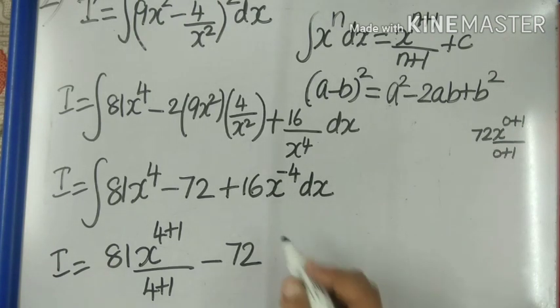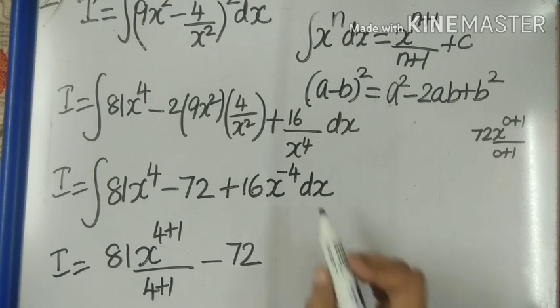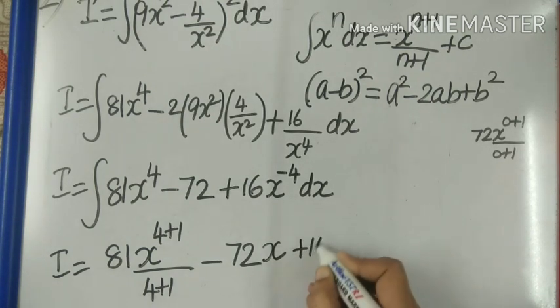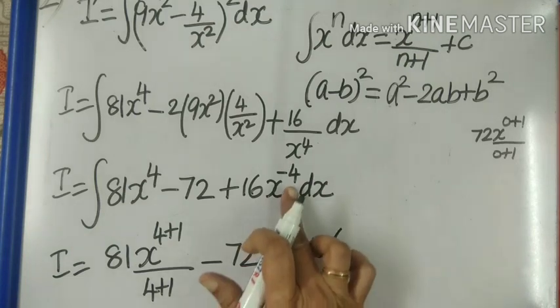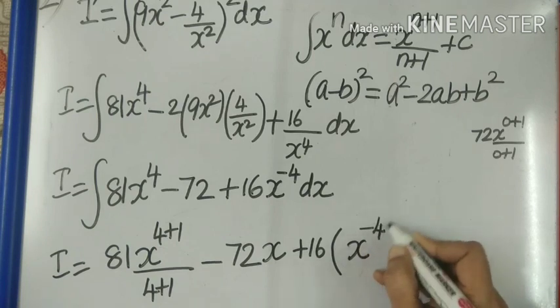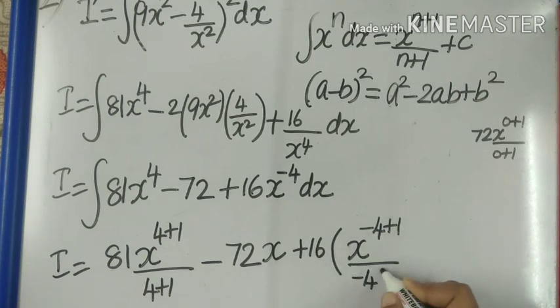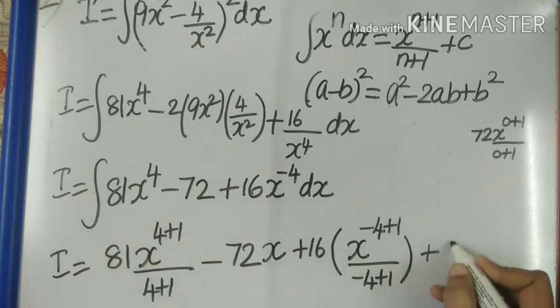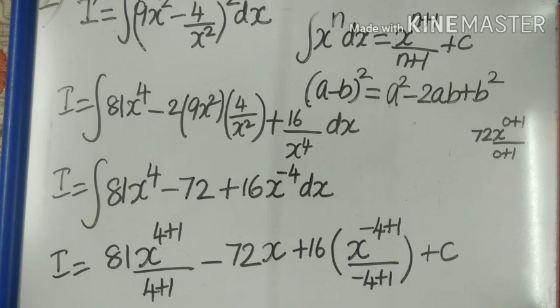So every time you remember, 5 comes in integration, 5x. 7 comes in integration, 7x. Here dx means put that x near it. Now here 72 is coming, which will become 72x, plus 16 into x power minus 4. Apply the formula x power minus 4 plus 1 by minus 4 plus 1. And I have completed all the 3 terms. Put plus c. Simplify this again.